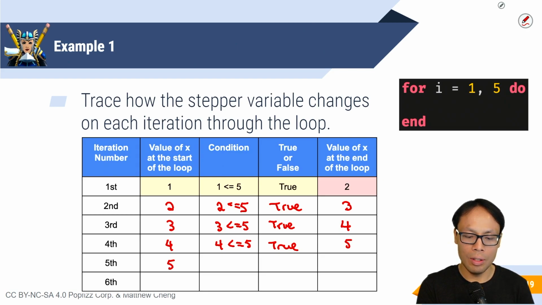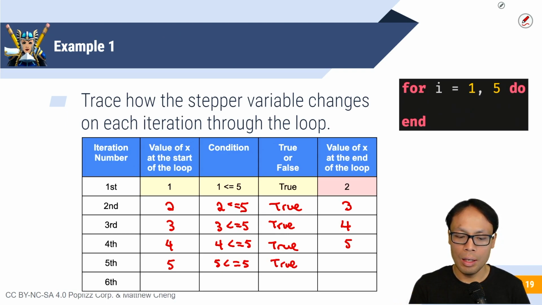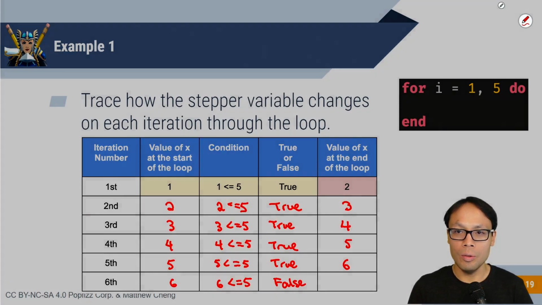And then we have 5 down here. We have 5 less than or equal to 5, which is still true, and the stepper variable does still go up by 1. So now we've got 6. And we've got 6 over here. Now we have our condition, but 6 less than or equal to 5 is now false. And so therefore, the loop ends.